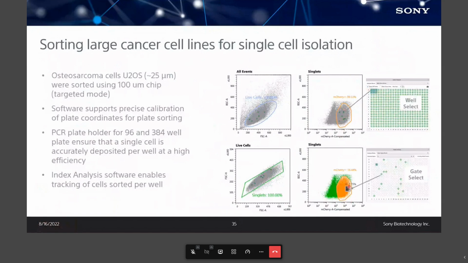So let's say you're interested in a particular region of the population that you sorted. Maybe it's the brightest cells or some particular expression level. You can then create a new gate on those and select that gate and have it show up inside of your plate map. So you can see exactly where in the plate those cells of interest have landed.